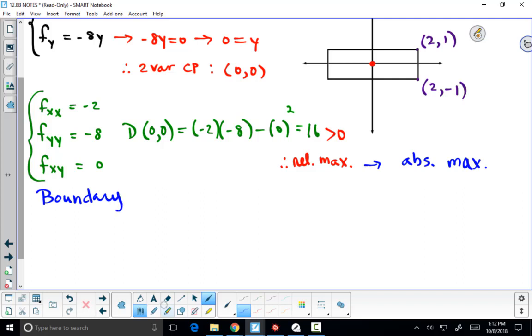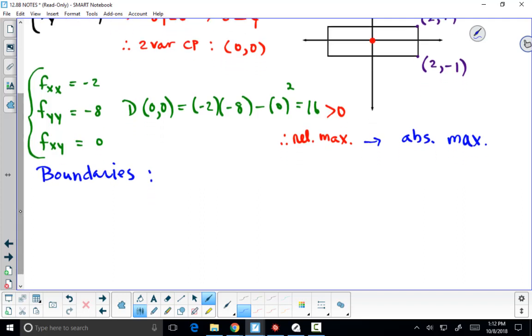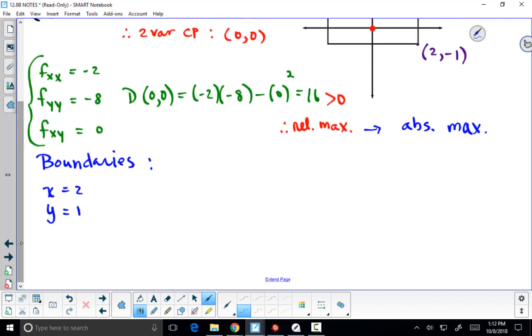Let's see, I probably should not write boundary with an apostrophe s. Boundaries. So the boundaries, we have 4 curves. So we have x equals 2. Let's just go counterclockwise. We have y equals 1. We have x equals negative 2. And we have y equals negative 1. Those are our 4 boundary curves.